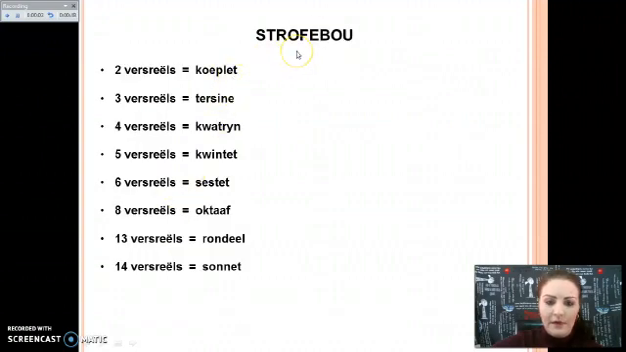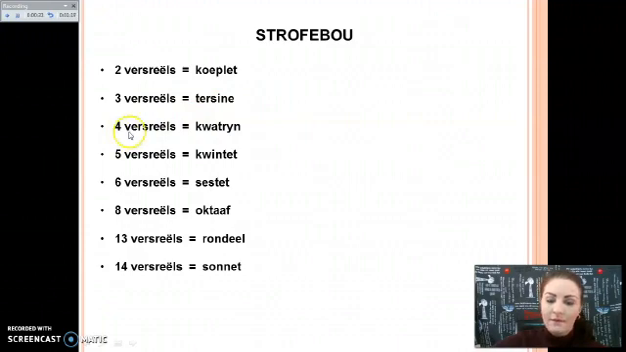Nou strofebou. Wat is 'n strofe? A strofe is a group of lines that is forming a unit in a poem. Now each set of lines have a certain name in a stanza. Twee versreëls, two lines in a stanza is called a couplet. Drie versreëls, three lines in a stanza is called a tersine.